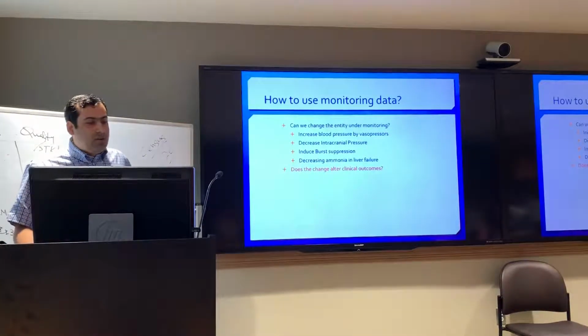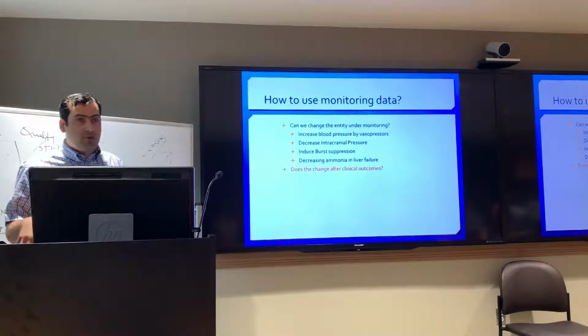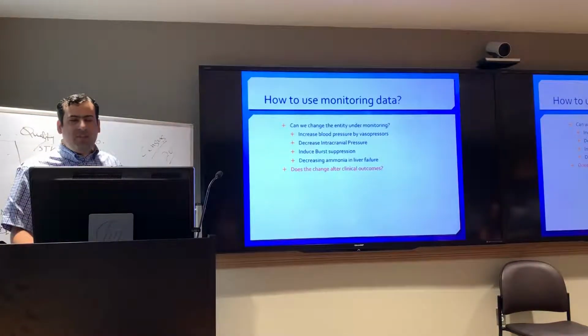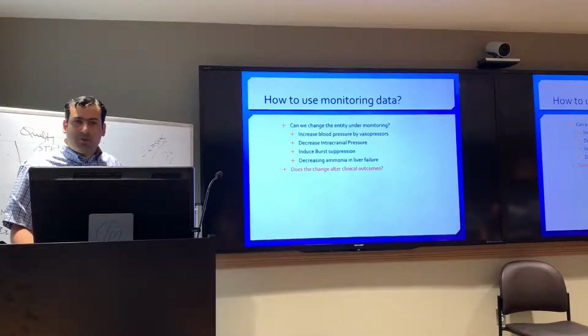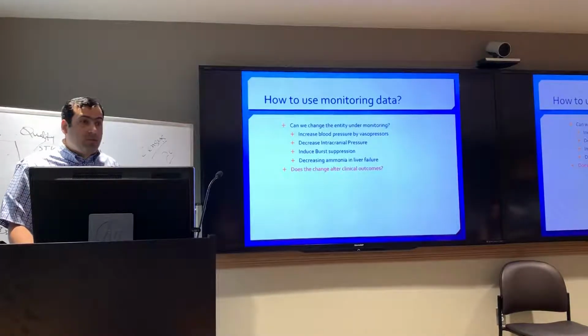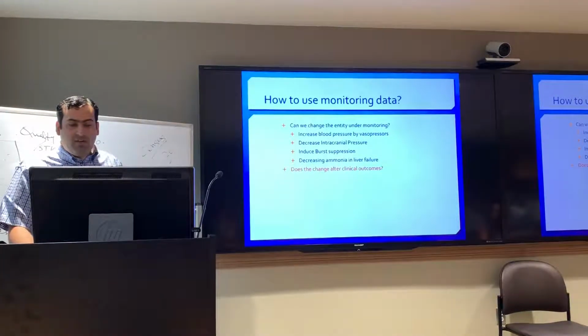And the last important thing is how we use the monitoring data. There are some entities we measure, but we cannot really change them much. And there are some entities that we can measure and we can change a lot. So for example, we most of the time can manage blood pressure, except for extremes. We typically can manage intracranial pressure, but probably with more difficulty than blood pressure. We can induce burst suppression, but many times it takes a lot of medication and other complications with it. And we have a hard time bringing down ammonia in a patient with liver failure.